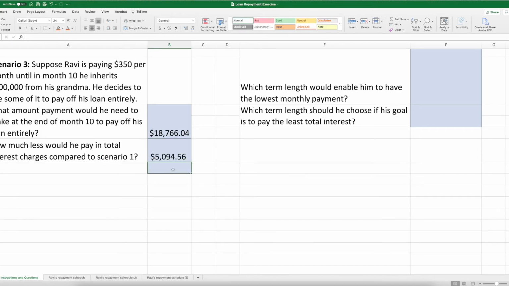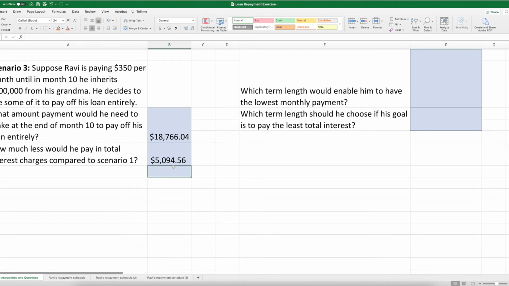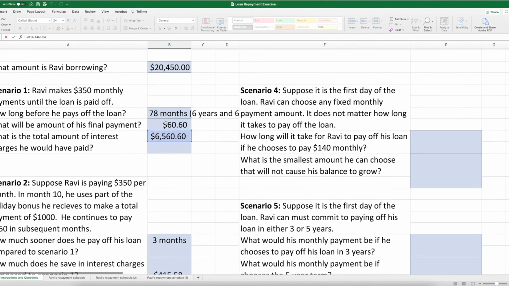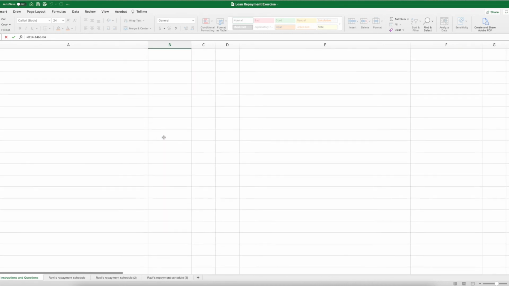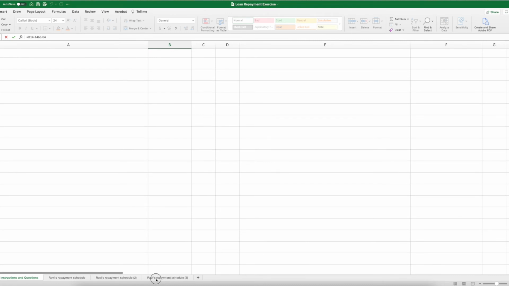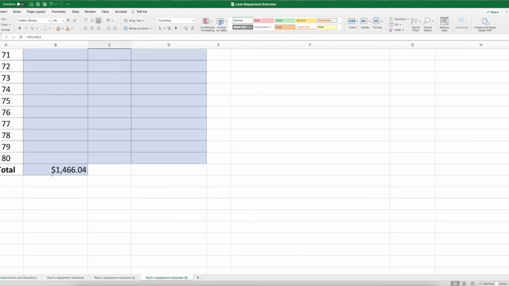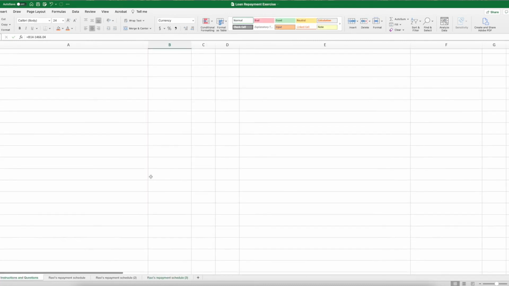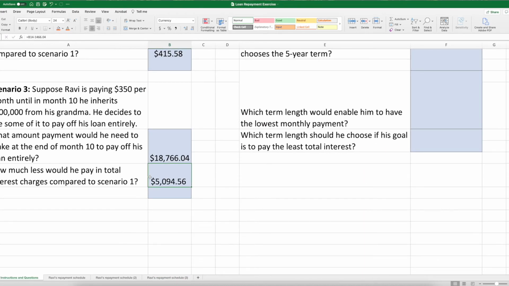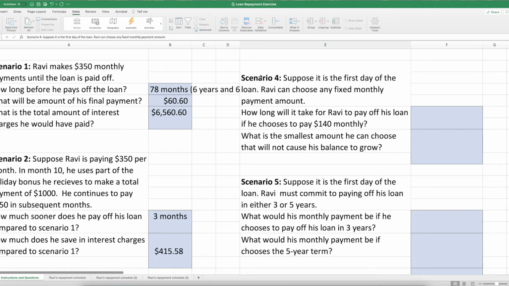Okay, he says $5,094.56. I took the interest charges in scenario 1 and subtracted from it the interest charges that he paid in scenario 3, and that's how I got that answer. Feel free to pause and go back to scenario 4.